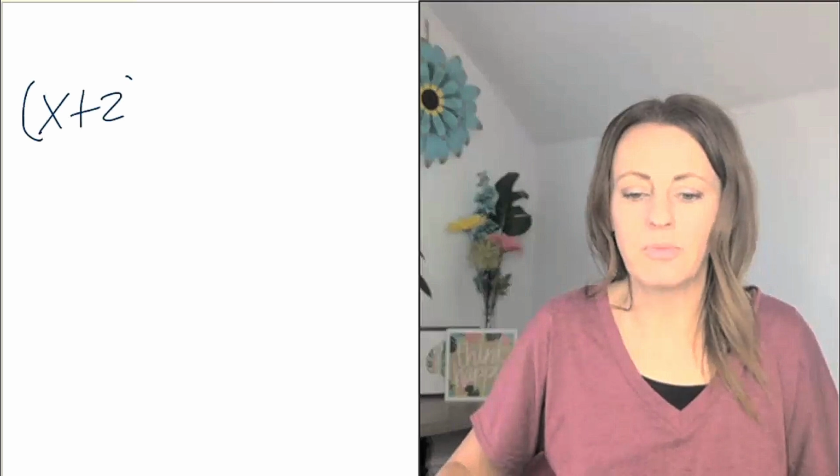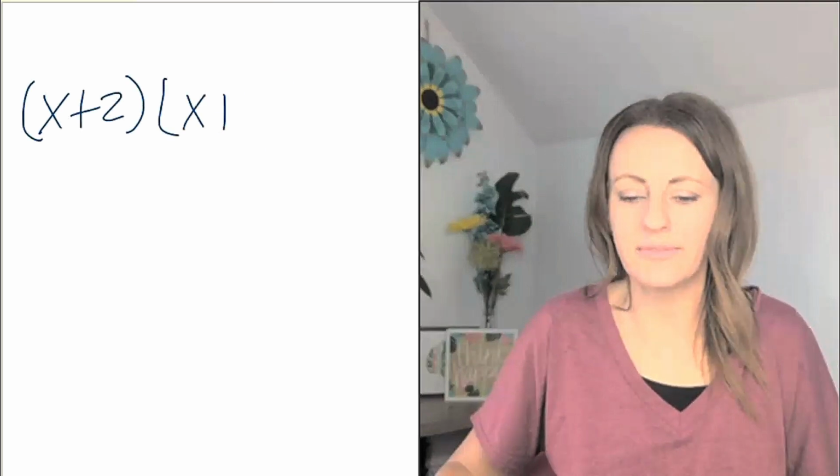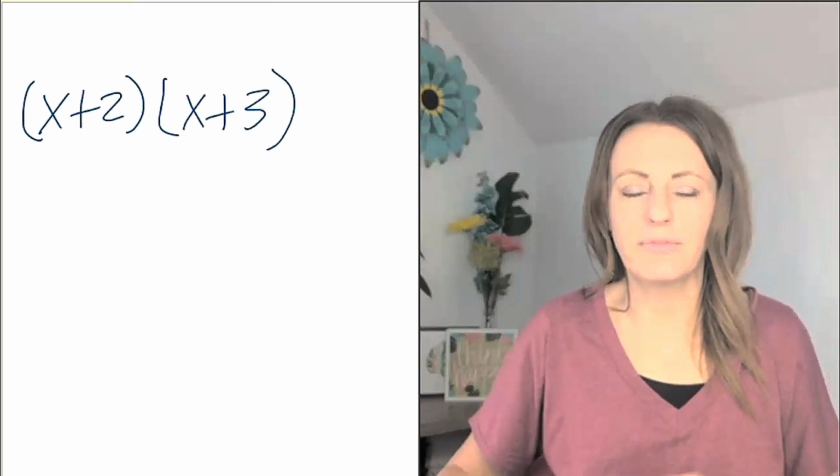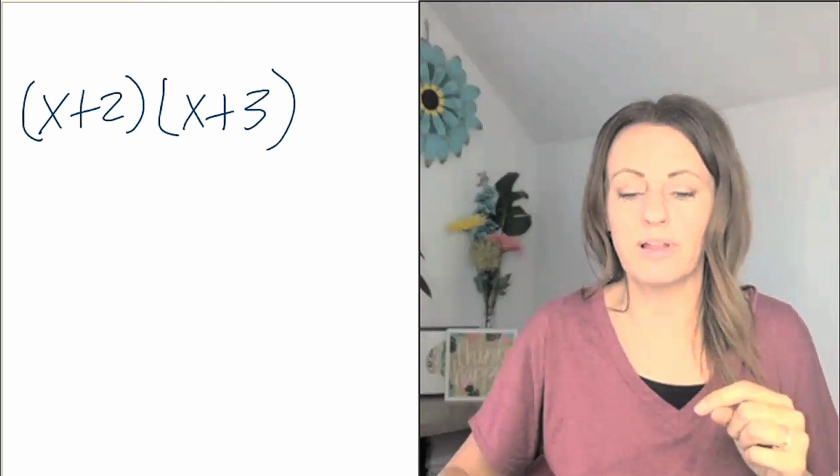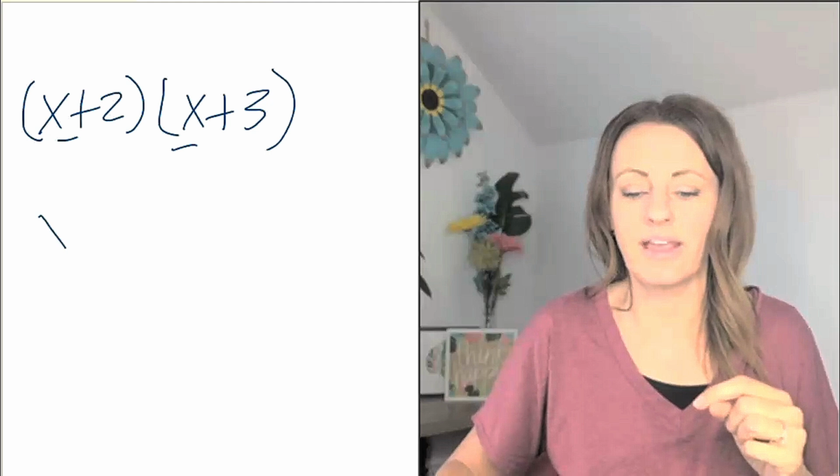So if you don't even know what the FOIL method is, let me show it to you, although I do not promote it. So if you have, for example, x plus 2, and you're multiplying that by x plus 3, then FOIL, it's an acronym for what you do. So the F would stand for first. That means you multiply the first terms together. You would say x times x is x squared.